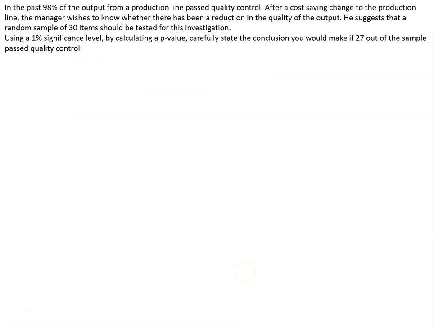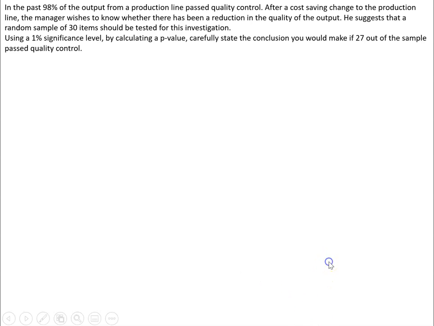So let's first of all look at the example considering the production line. In the past, 98% of the production line passed quality control. After a cost-saving change to the production line, the manager wishes to know whether there's been a reduction in the quality of the output. He suggests that a random sample of 30 items should be tested for this investigation. And we're asked, using a 1% significance level and by calculating a p-value, to carefully state the conclusion we would make if 27 out of the sample passed quality control.